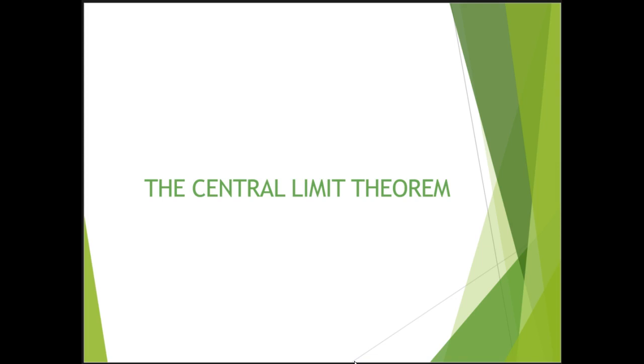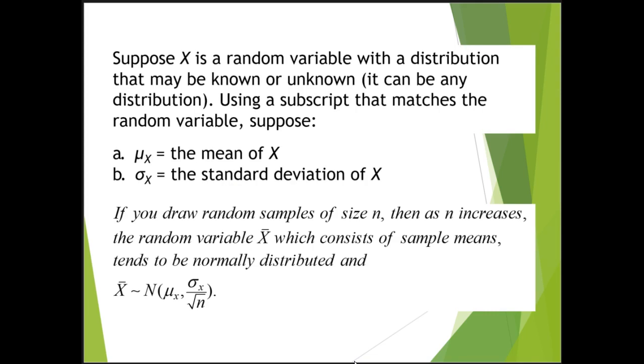It would be difficult to overstate the importance of the central limit theorem in statistical theory. Knowing that data, even if its distribution is not normal, behaves in a predictable way is a powerful tool. Suppose that x is a random variable with a distribution that may be known or unknown, so it can be any distribution. Then these are the subscripts that we'll be using, the mean of x and the standard deviation of x. If you draw random samples of size n, as n increases, the random variable x bar, which consists of sample means, tends to be normally distributed. And this is our notation right here.